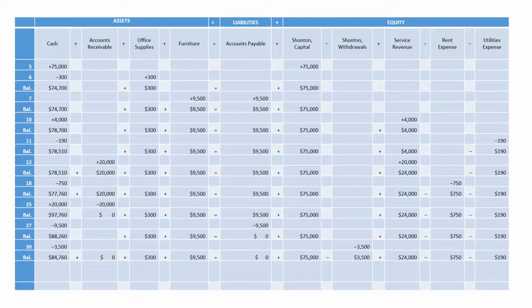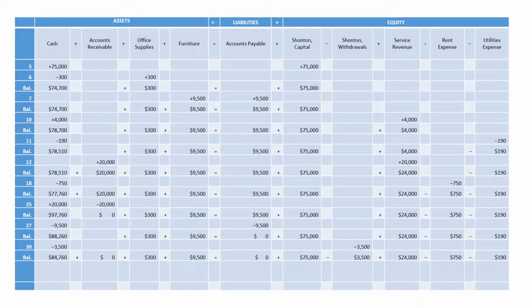Okay, so the cash in the company increased $75,000, so we want to record that in the cash column. Well, why did the company get cash? The owner gave money. Where do we keep track of the amounts of money the owner gives to the company? In the capital. So we'll show that in the capital. Notice assets increased, and on the other side of the equation, the equity area increased by the same amount. It balances. We've just recorded our first transaction for Allen Shonton CPA's business.